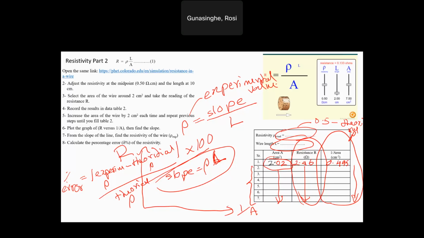You have to have two graphs attached. By using the slopes of the two graphs, you're going to find the resistivity twice. The first one we did by changing length while keeping the area constant. In the second part, we changed the area while keeping the length constant. And each time you have to calculate the percent error for each case.